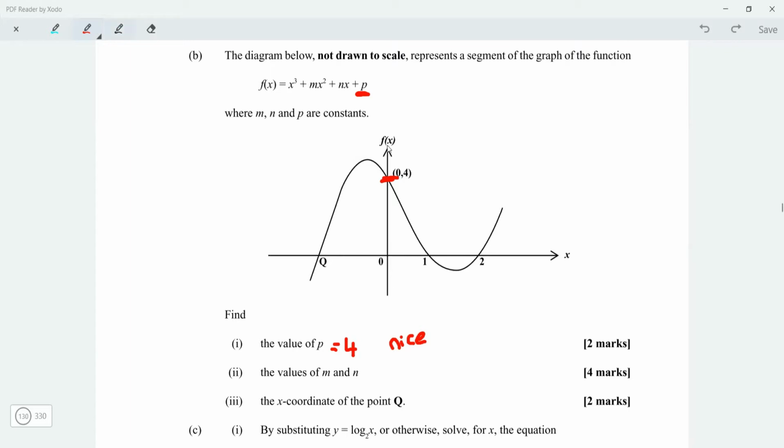Now, based on the graph right here, they're telling us that x equals 1 is a root and x equals 2 is a root. Remember, roots are where it cuts the x-axis. So if x equals 1 is a root, always remember this from factor theorem: f of 1 is equal to 0. And also, if x equals 2 is a root, then f of 2 is equal to 0.